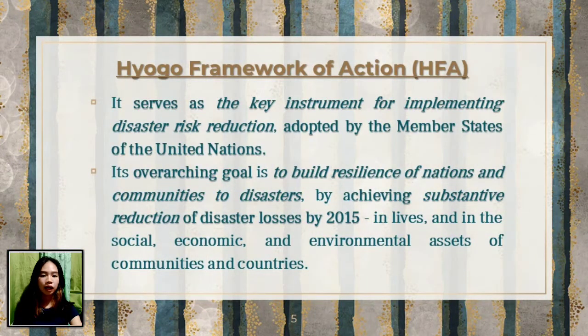The Hyogo Framework for Action serves as the key instrument for implementing disaster risk reduction adopted by the member states of the United Nations. Its overarching goal is to build resilience of nations and communities to disasters by achieving substantive reduction of disaster losses by 2015 in lives and in the social, economic, and environmental assets of communities and countries.